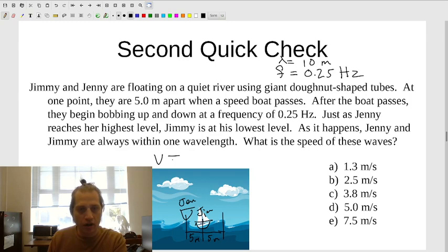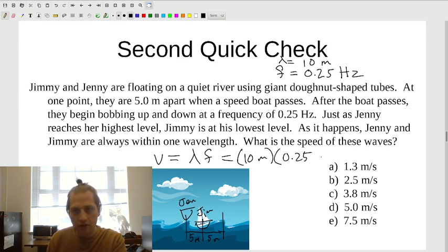Well, we can just use our speed of the wave is wavelength times frequency. So it'd be 10 meters times 0.25 hertz equals 2.5 meters per second. And there we go.